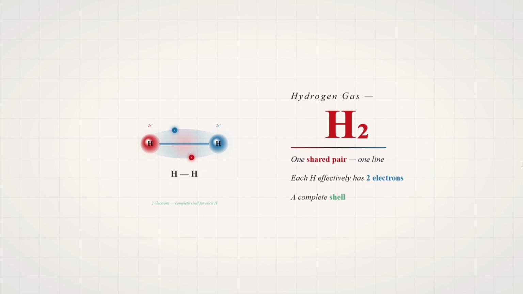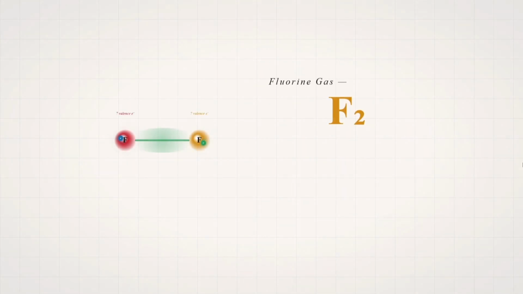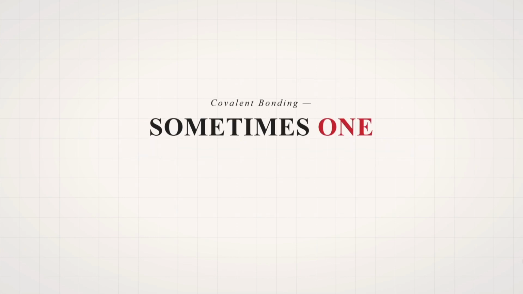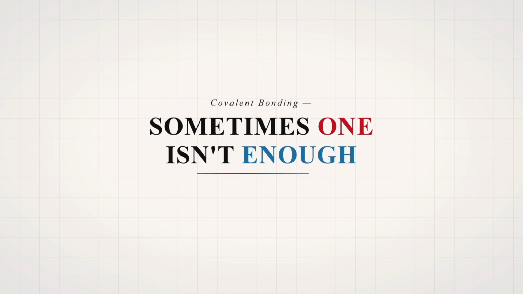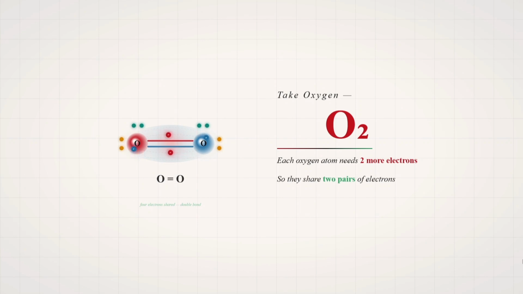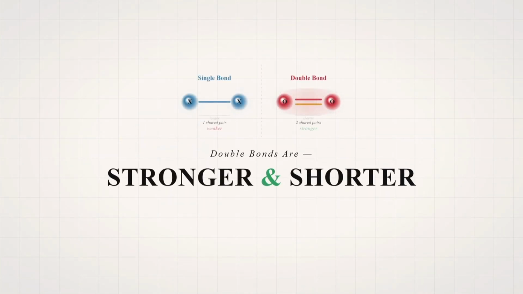A complete shell. In fluorine gas, F2, each fluorine has 7 valence electrons. They share one pair, giving both a complete octet. 6 electrons on each atom remain as lone pairs. Sometimes one shared pair isn't enough. Take oxygen. Each oxygen atom needs 2 more electrons. So they share 2 pairs of electrons, forming a double bond. Double bonds are stronger and shorter than single bonds because more electrons are being shared.